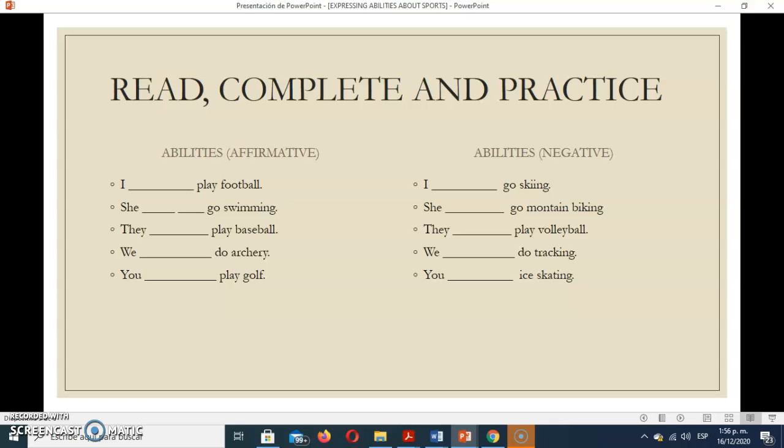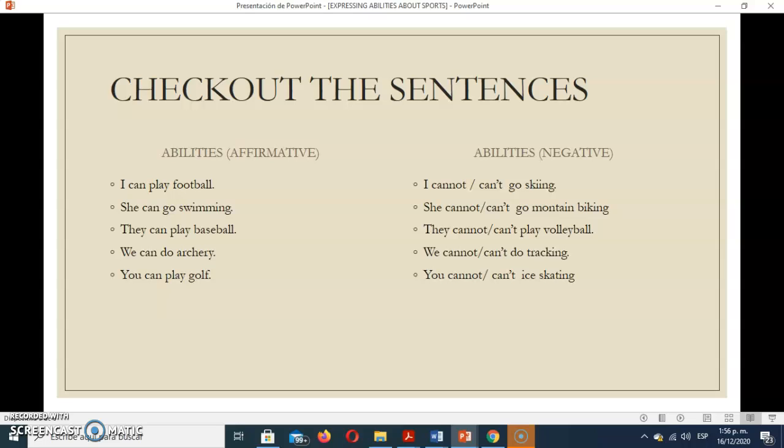When you finish, you can check if it's correct or not. Now, check out the sentence. Another thing, if you have any difficulty and you need to practice more, remember you can watch this video as many times as you need.